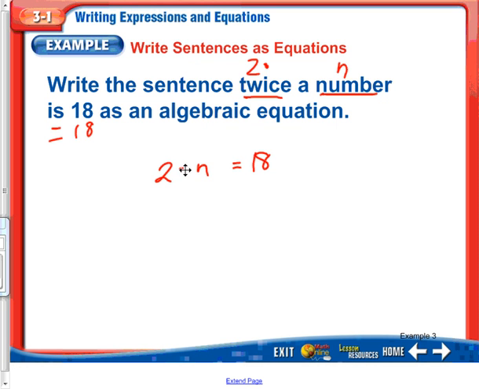And actually, we don't need the dot in there. We can write it as 2n equals 18. You don't need to have the dot. So this here would actually be the correct way to write twice a number is 18.